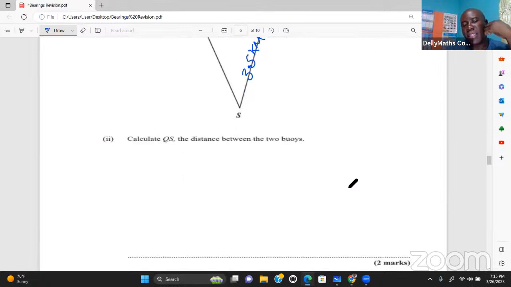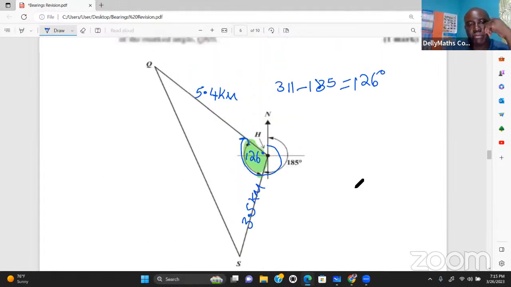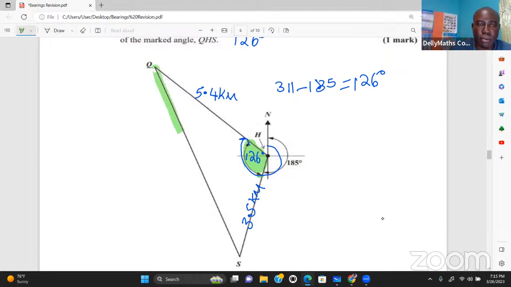Calculate QS, the distance between the two buoys. Well, you could see QS. I could drop a diagram down there, or we could work QS right beside it. So we want to work out this distance from Q to S. But you do realize that we have an angle between two sides again, so it's the cosine rule that we want to use.